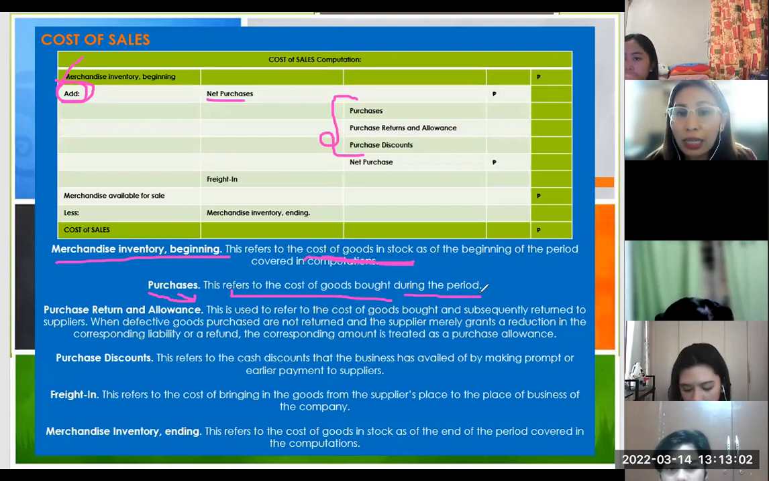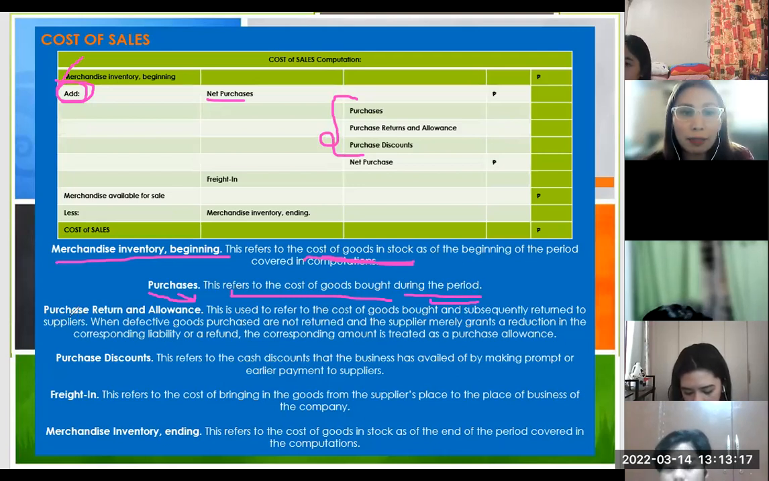Okay, during the period, kasi iba-iba nga ang accounting period. For the day, can be for the week, month, quarterly, or the yearly. Okay, pwede yun. Nag-i-stock yung business. Nagre-reserve, meron silang mga stocks.